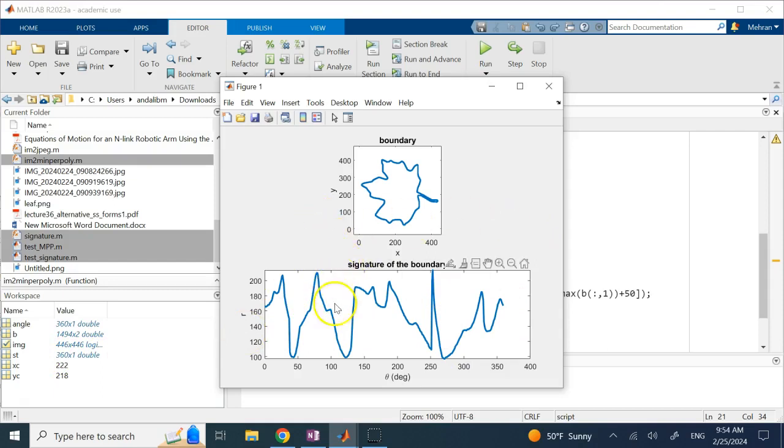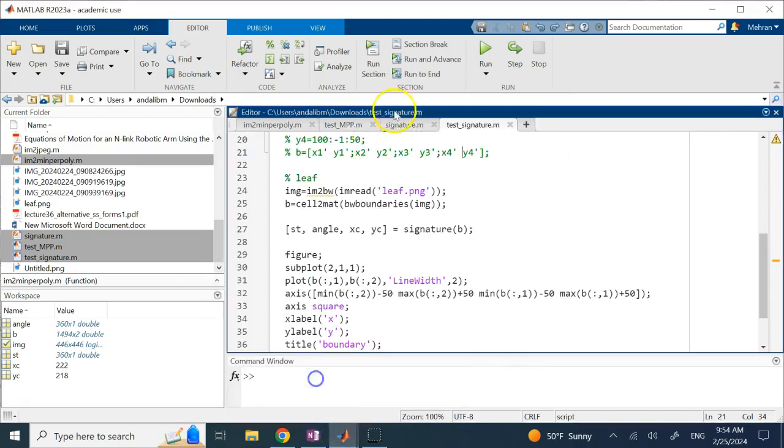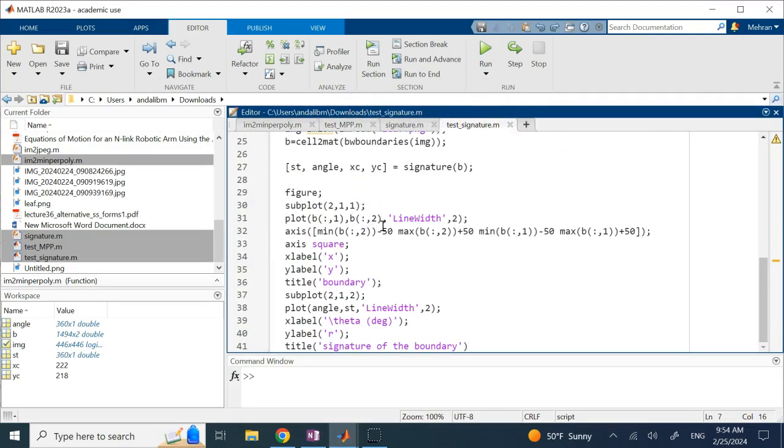Okay, so as I said, I'm going to share these files for you, as well as the picture of the leaf. And hopefully, it is showing you something useful for representing boundaries of images, and I'll see you in the next video. Thank you.